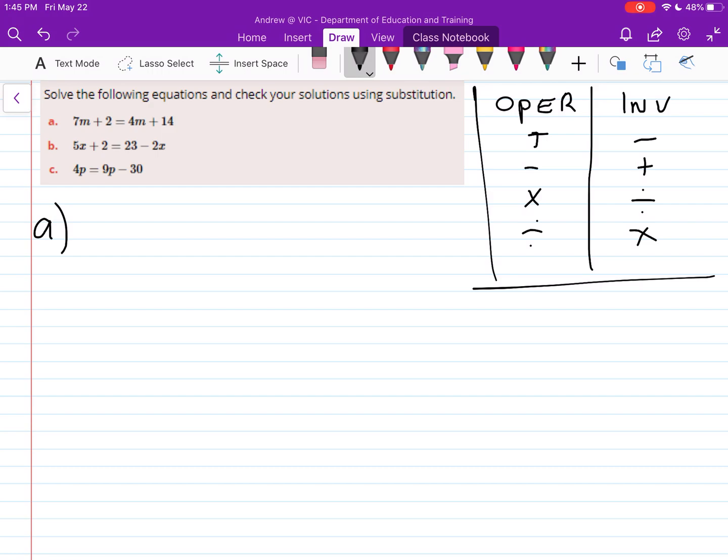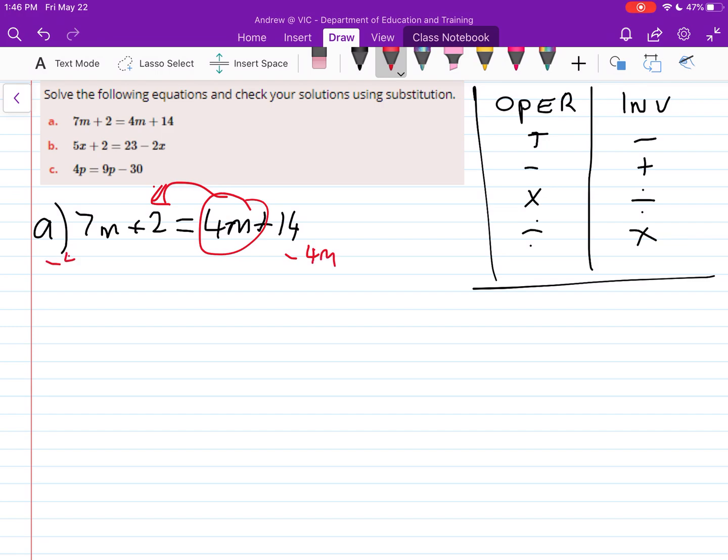So we've got unknowns on both sides. So what we need to do is get everything on one side. Okay, so I'm just going to write out this question here. 7m plus 2 is equal to 4m plus 14. So I like getting all my unknowns on the left-hand side. It doesn't matter if you get them on the left-hand side or the right-hand side. So here, to get this on this side, it's positive 4m, so we're going to have to minus 4m to both sides.